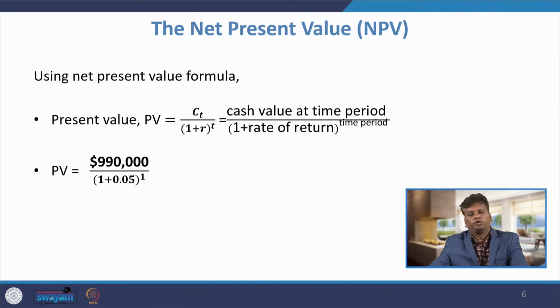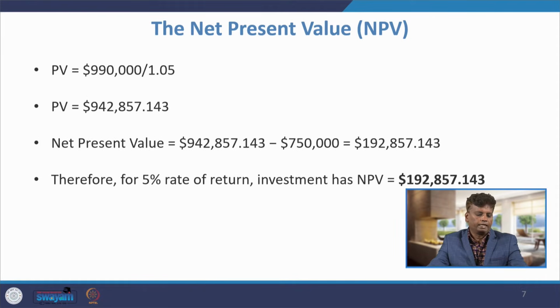Now we will use the NPV formula. NPV is Ct upon (1 plus R) to the power t. What is Ct? The cash value at the time period, divided by 1 plus the rate of return to the power of the time period. After selling, how much are we getting? $990,000 upon (1 plus R) to the power 1. When you simplify that, we first get the present value. So the present value is $942,857.